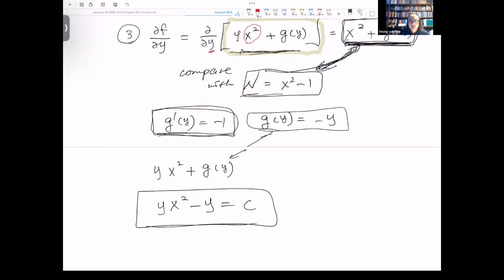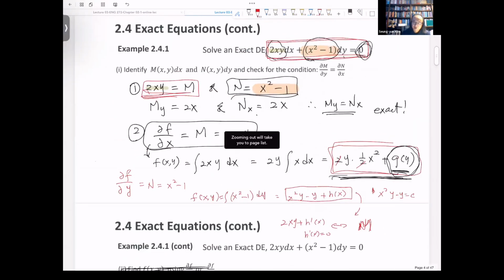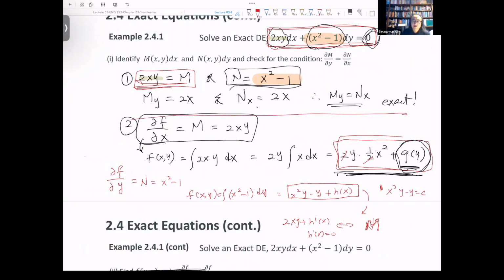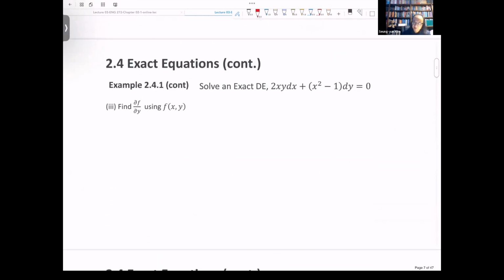So for our quiz, I'm going to say, show this equation is exact, and so you need to show exact, step number 1, and then solve. So you just need to go through m, the technique that we did, okay? So let's stick to that.